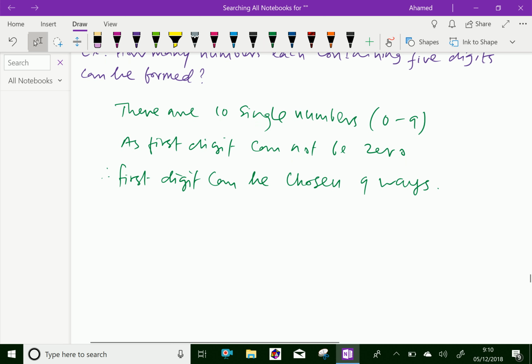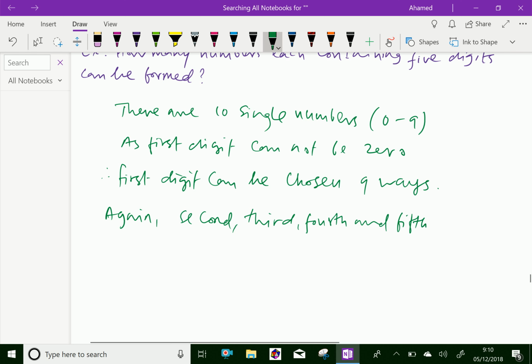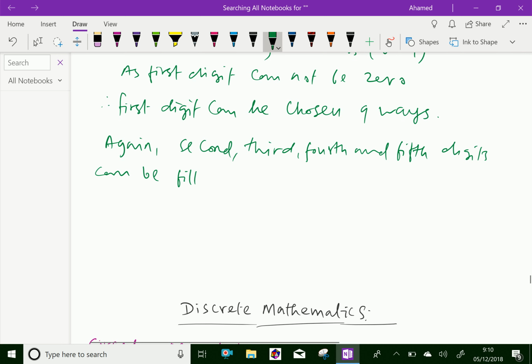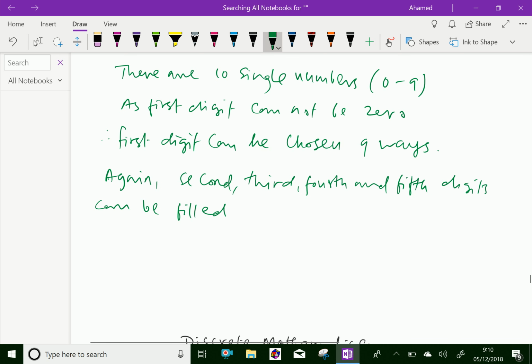Then again, the second, third, fourth, and fifth digits can be filled in 10 ways each, because all numbers can be filled in the second, third, fourth, and fifth digits.